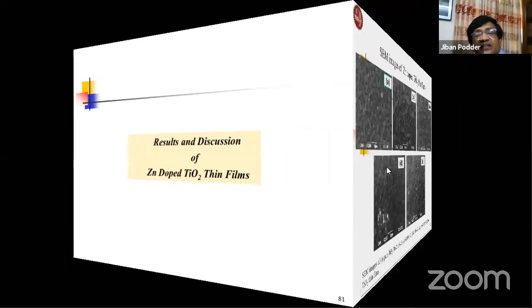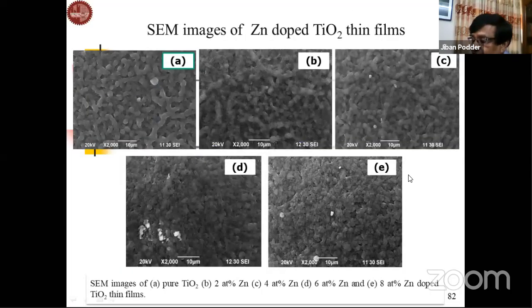We are using these transition metal oxides mainly from the application point of view, and to produce nanoparticles, nano size. You see here, this is titanium dioxide doped with zinc. This is the pure form, and then the surface morphology started to change. Here these are 2%, 4%, 6%, 8% zinc doped, and we have seen that there is a change of the surface morphology. So this change will give you better information.